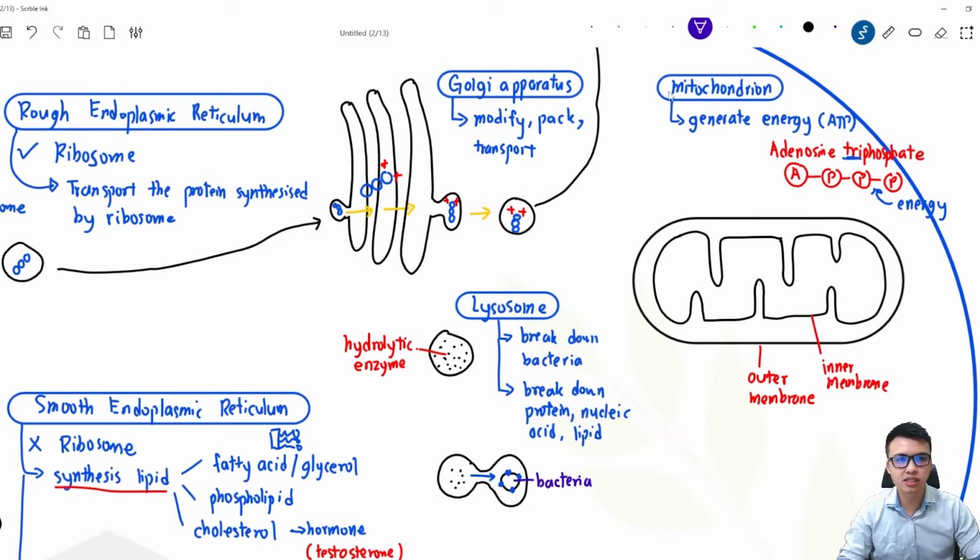As you guys can see here, it consists of two membranes as well. That's why the mitochondrion is one of the double membrane organelles. Why do they want to have double membranes? Because they want to form a structure which we call the cristae. Now, cristae is a structure that can increase the total surface area of the mitochondrion.